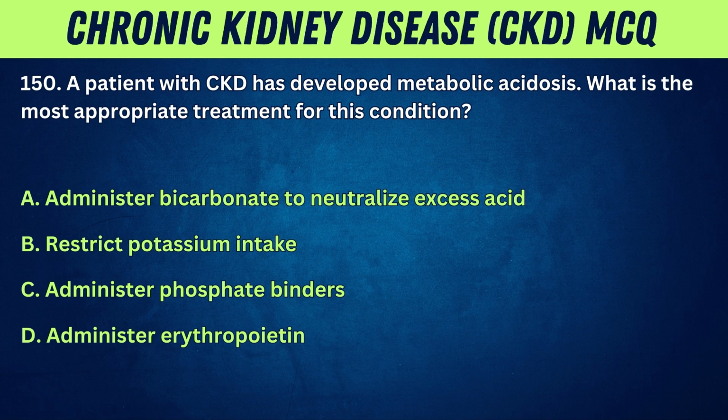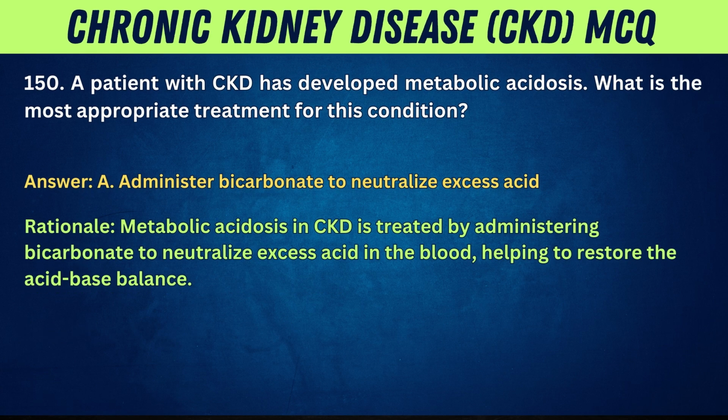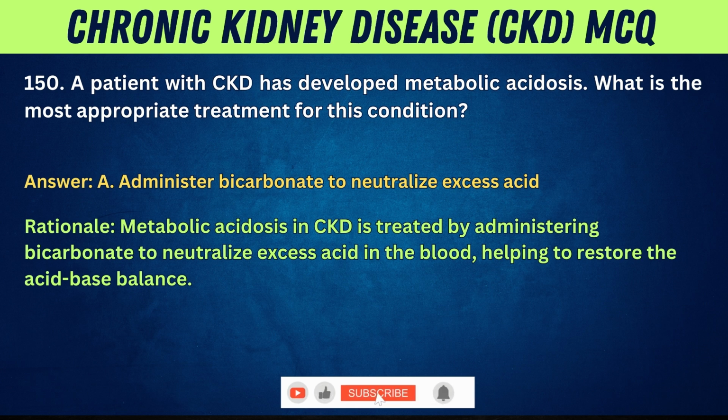150. A patient with CKD has developed metabolic acidosis. What is the most appropriate treatment for this condition? A. Administer bicarbonate to neutralize excess acid. B. Restrict potassium intake. C. Administer phosphate binders. D. Administer erythropoietin. Answer: A. Administer bicarbonate to neutralize excess acid. Rationale: Metabolic acidosis in CKD is treated by administering bicarbonate to neutralize excess acid in the blood, helping to restore the acid-base balance.